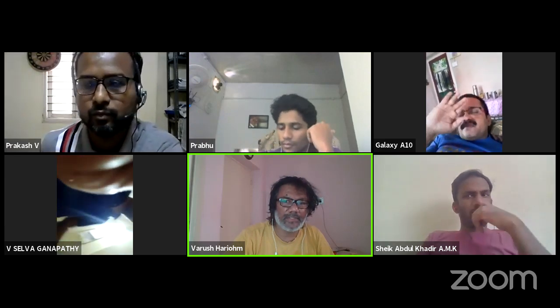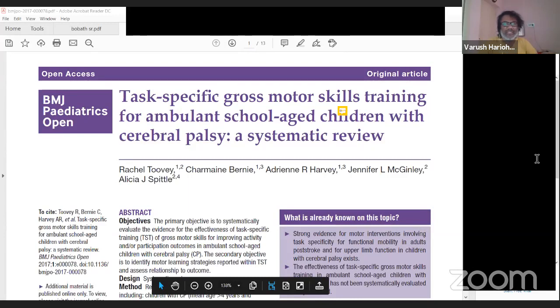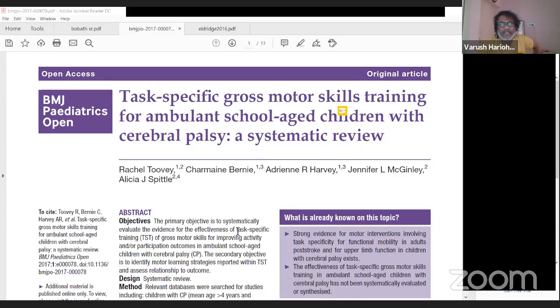That is true. Also, if there is something in it, you need to go and look into this systematic review. This is already in the original review which we have shared with you, right? So this review is called task-specific gross motor training in ambulant school-age children with cerebral palsy, right?